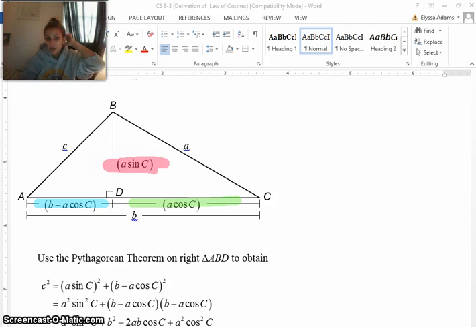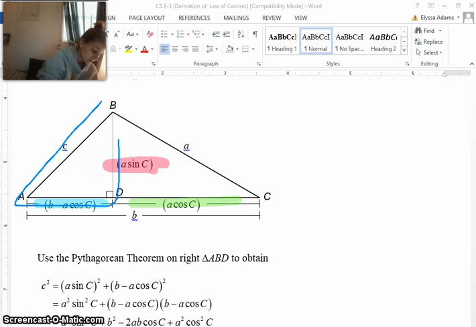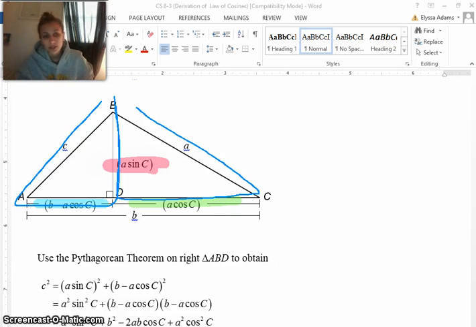Now, if we look, I guess we could pick either right triangle to use the Pythagorean theorem for, because I have two baby right triangles, right? I've got this one over here, and I've got this one right here. So either of those are fair game to use the Pythagorean theorem for, but I am just going to do it on this one right here. So we're going to use the Pythagorean theorem on that.